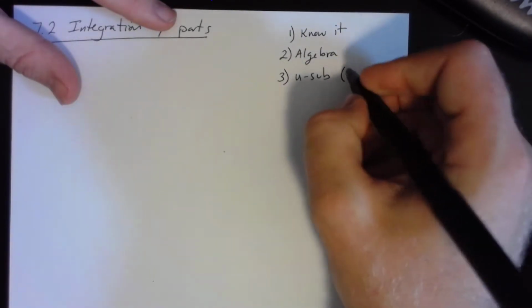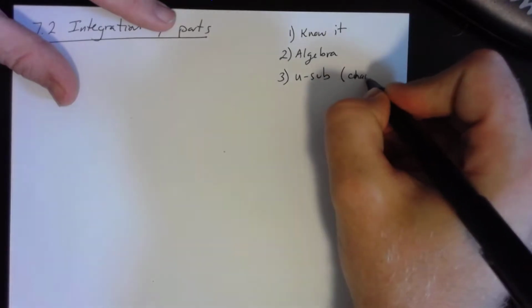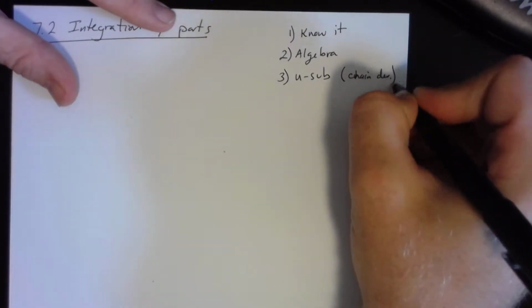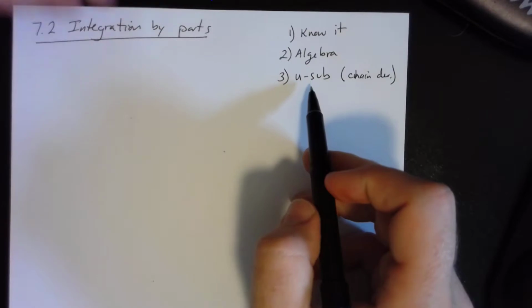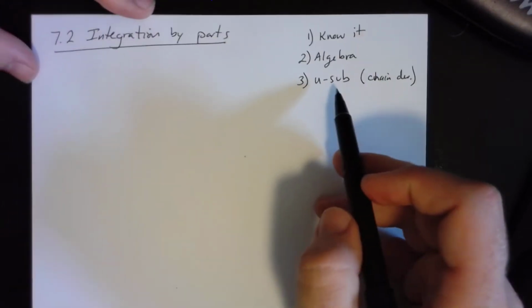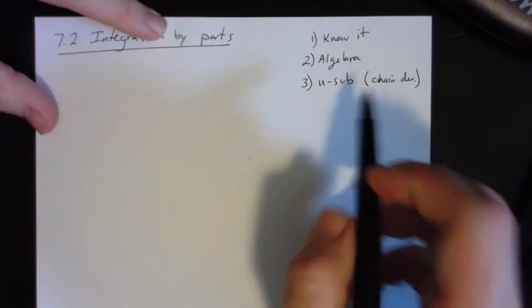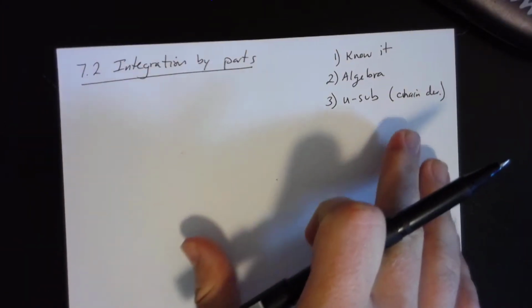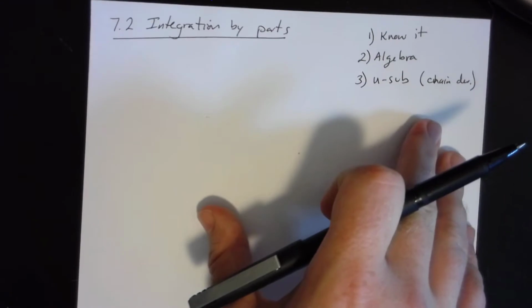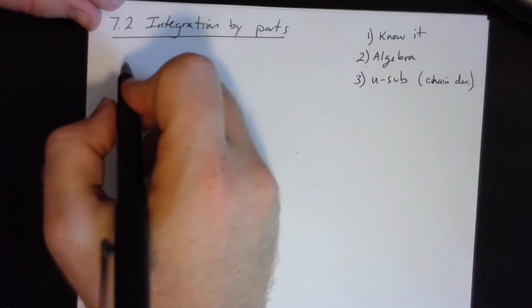Now remember, U sub kind of comes from the chain rule of derivatives. In terms of the chain rule, it was a function inside of a function, and that's how U subs work. Identify the interior function and let U be the interior. Integration by parts, however, follows a different set of rules, and it actually follows, let's review your old derivative rules.